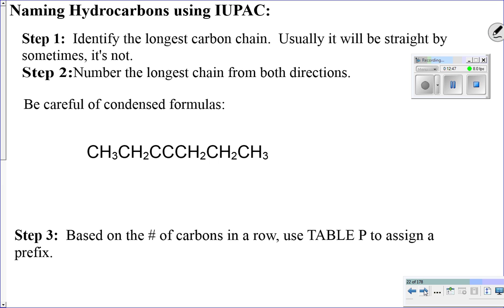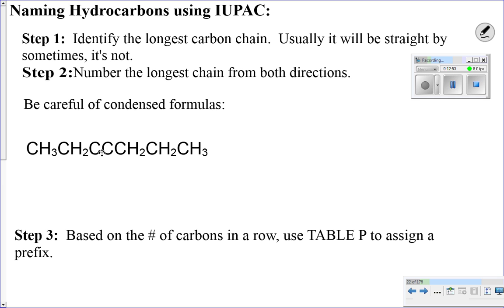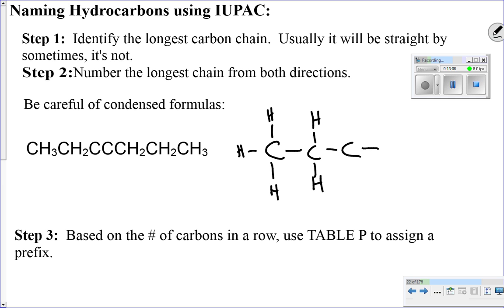Here's another example of one where we're given a condensed formula, and we have to figure out what type of bond is there. I'm going to draw this out. So my first carbon has 3 H's on it. My second carbon has 2 H's on it. My third carbon has none. My fourth carbon has none. And I have another carbon with 2, another carbon with 2, and another carbon with 3.